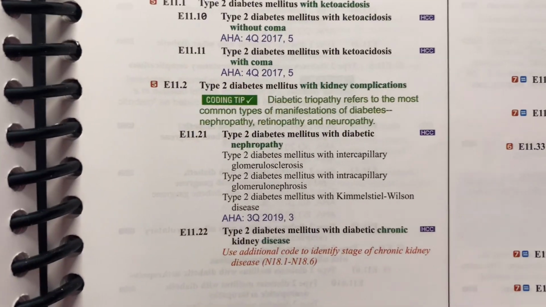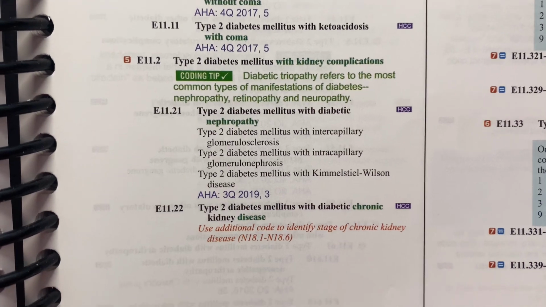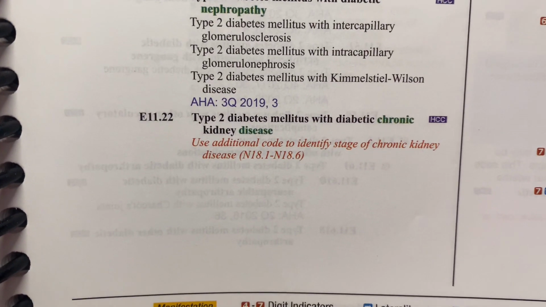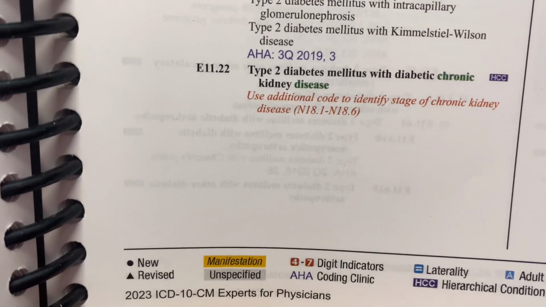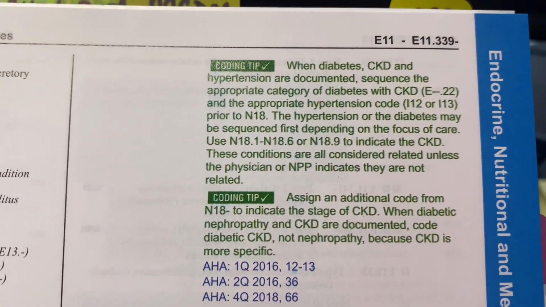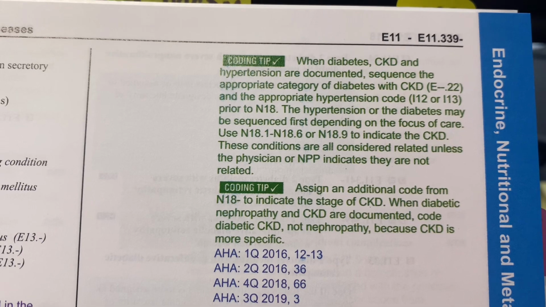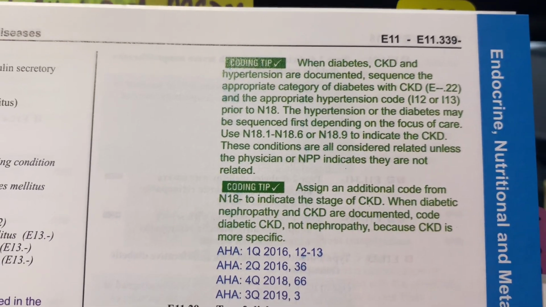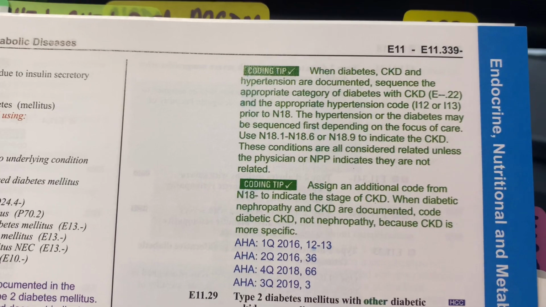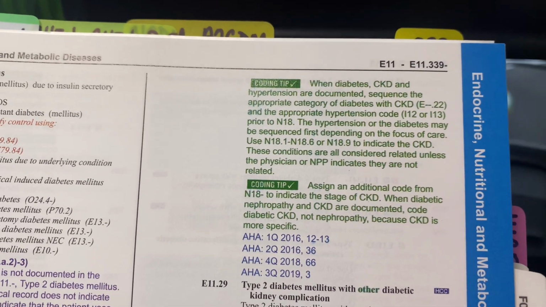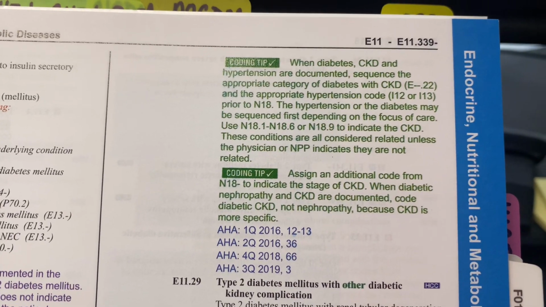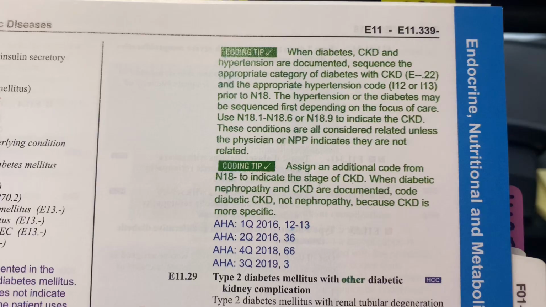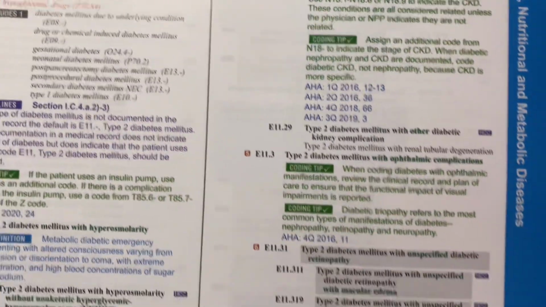So here we are at E11.22, and it says use additional code to identify the stage of the chronic kidney disease. So we know we can list that one after the diabetes. And then up here, it says when diabetes, CKD, and hypertension are documented, sequence the appropriate category of diabetes with CKD and the appropriate hypertension code, the I-12, prior to the N18. The hypertension or the diabetes may be sequenced first depending on the focus of care. So it really does not matter which one we list first.